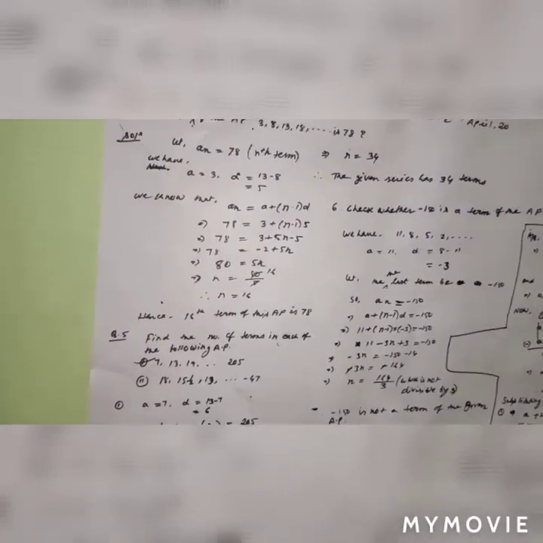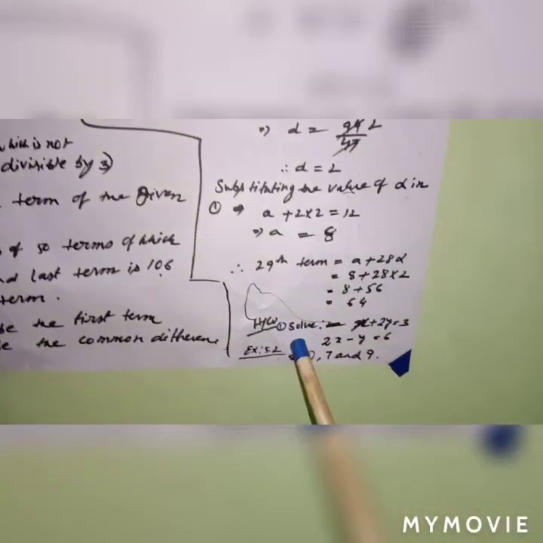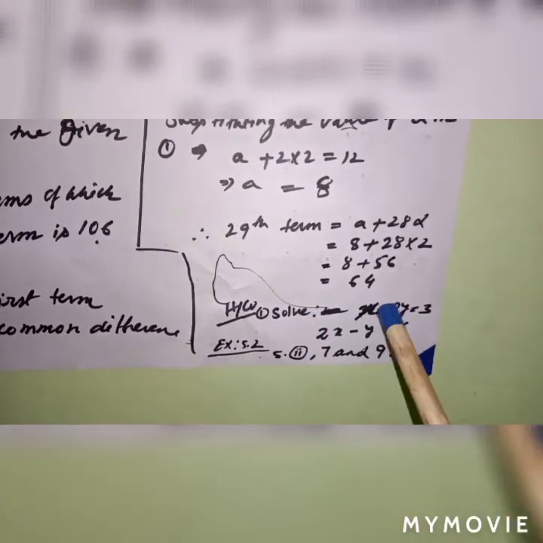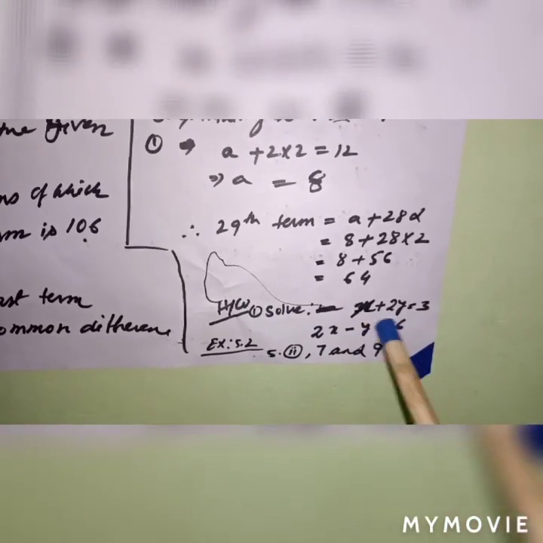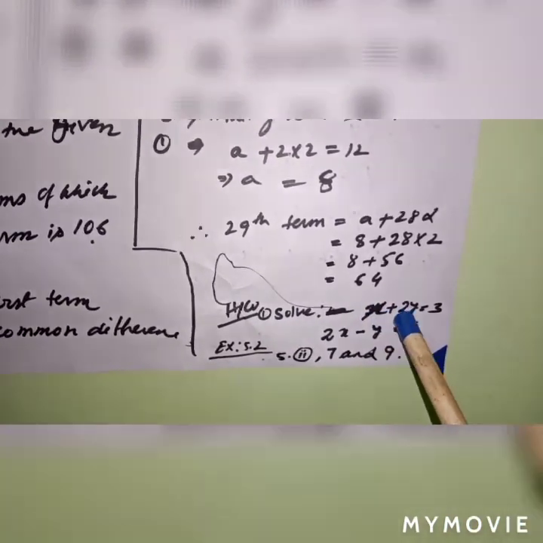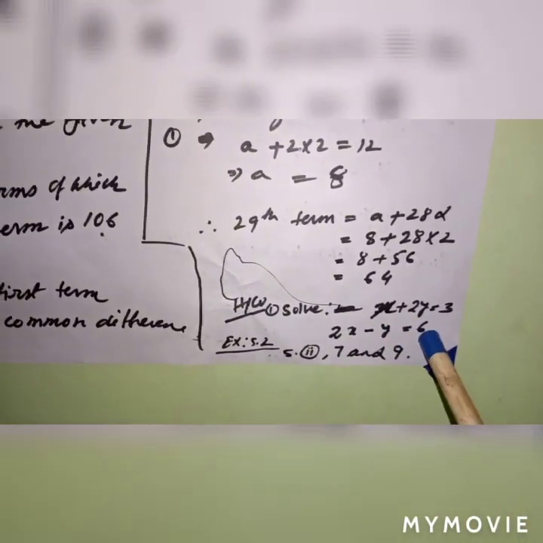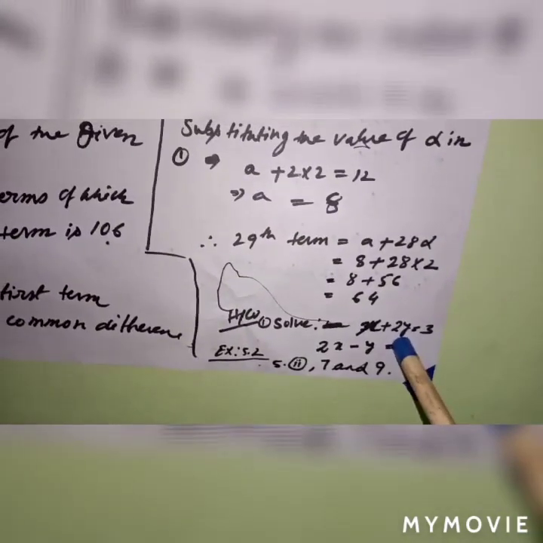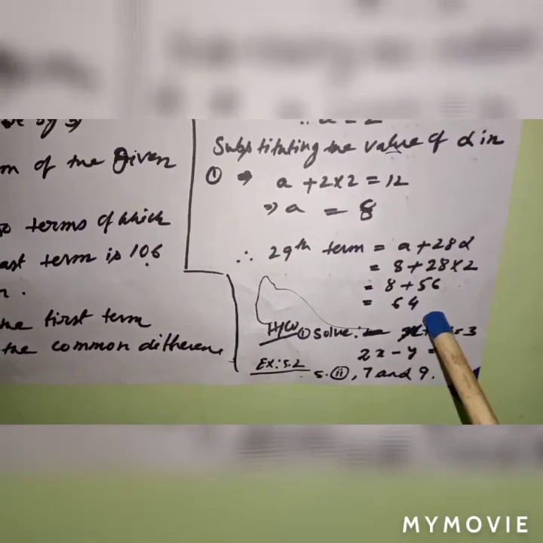I have done questions 4, 5, 1, 6 and then 8. Then your homework, see clearly, I have given you homework. Homework question number 1: solve x plus 2y is equal to 3 and 2x minus y is equal to 6. See clearly: x plus 2y is equal to 3 and 2x minus y is equal to 6. Yes, you are thinking correctly that this question is not from the chapter AP. I have given this question from chapter 3, which I have already told you how to solve.